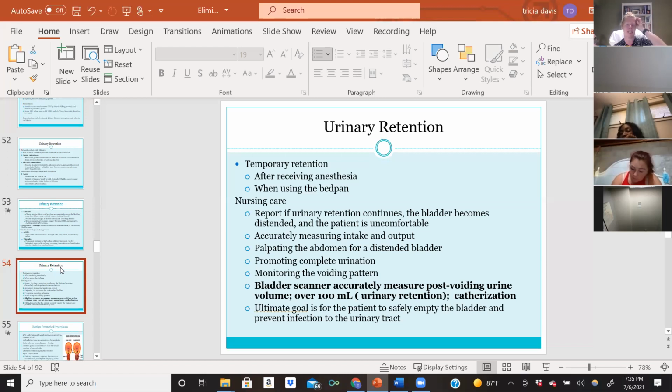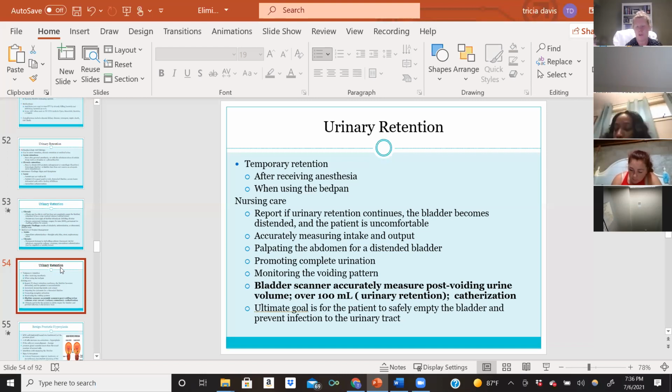And then bladder scan. We know that that is going to be a pretty accurate measurement of any urine that is inside their bladder. Usually it comes with an order for a bladder scan, catheter, and a post-void residual. So they want to know, okay, there's something going on with the patient. So we're going to scan them. We want to see how much is in there. Then we want to take the urine out, either by them doing it on their own or straight cathing them. And then we want to know how much is left after they void. Ultimately, the goal is for the patient to safely empty the bladder and prevent infection to the urinary tract.